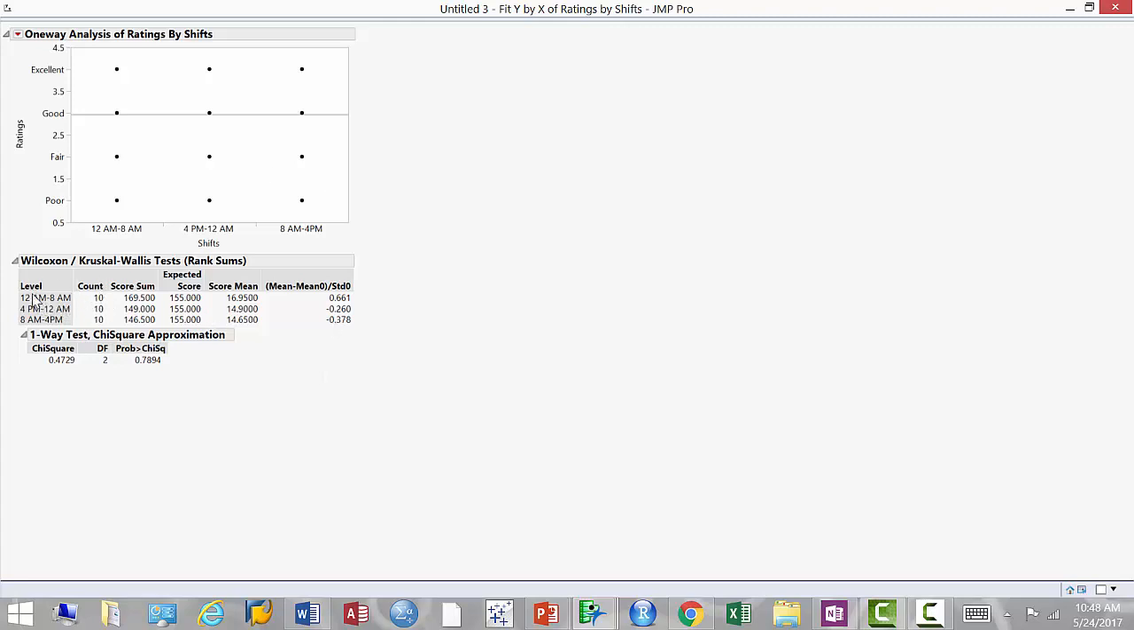I have scores. Each sample contains 10 observations. Well, we know that, okay? The expected score means what you would see if the samples are exactly similarly distributed. So if they're similarly distributed, then each sample will have a sum of the ranks of 155, 155, and 155. What happens in actuality is one of our shifts has a sum of 169.5 and the others 149 and 146.5. So the question is, are these sums close enough, or are they too far away from each other to claim a difference?